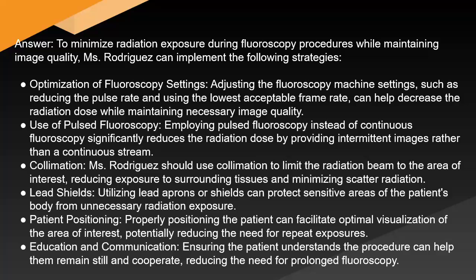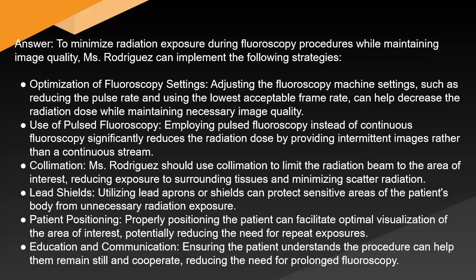Use of pulsed fluoroscopy. Employing pulsed fluoroscopy instead of continuous fluoroscopy significantly reduces the radiation dose by providing intermittent images rather than a continuous stream. Collimation: Ms. Rodriguez should use collimation to limit the radiation beam to the area of interest, reducing exposure to surrounding tissues and minimizing scatter radiation. Lead shields: Utilizing lead aprons or shields can protect sensitive areas of the patient's body from unnecessary radiation exposure.